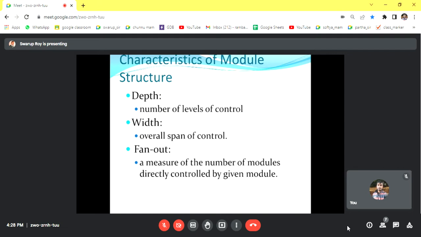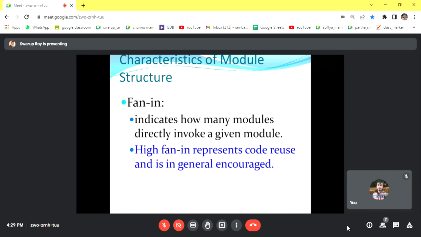Fan out, as we have already discussed, is how many arrows are coming out from a particular module to other modules. How many arrows are coming into a particular node is called fan in. So fan in indicates how many modules directly invoke a given module. If arrows are reaching a particular module, say, I'm trying to repeat these things.